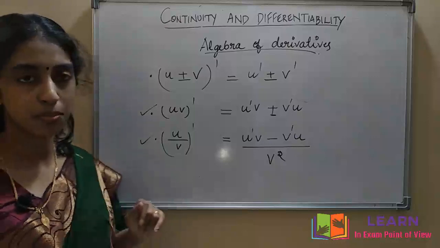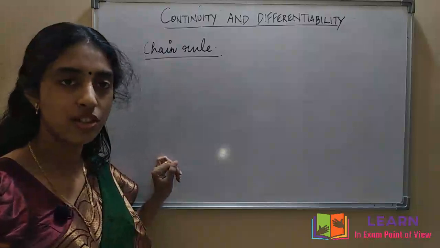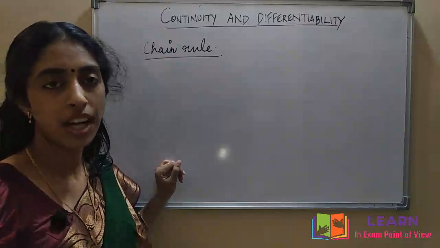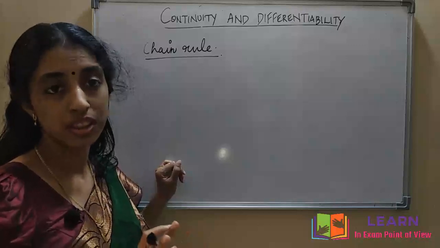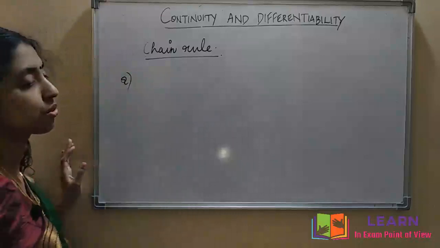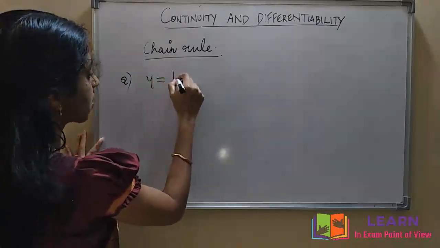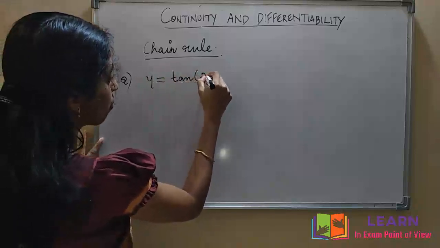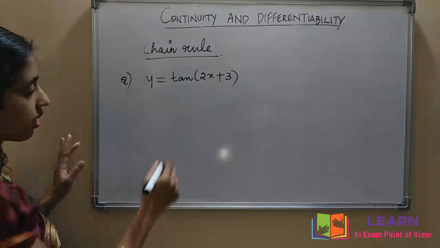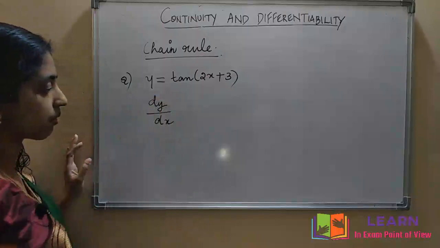Then we can do some problems. So students, first we can do with the chain rule. There are formulas for the chain rule, but I am directly teaching how to do it, so we can move directly to the problem. The problem is y is given as tan of (2x plus 3). We need to differentiate this, that is, we need to find dy by dx, the derivative of y.